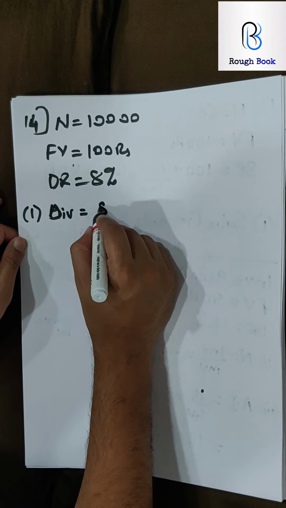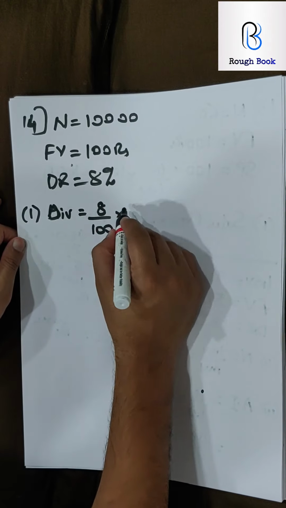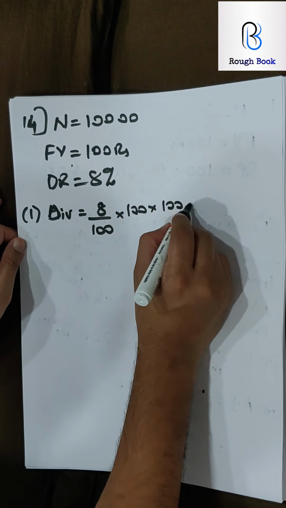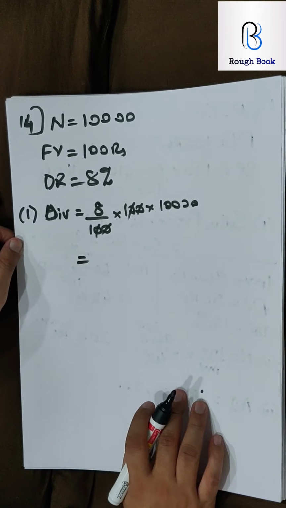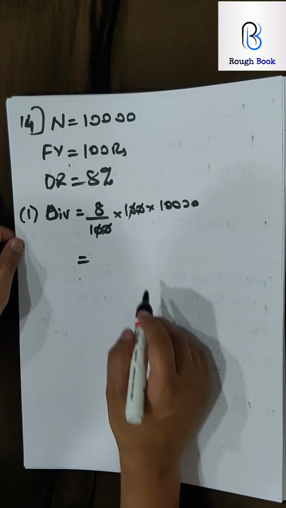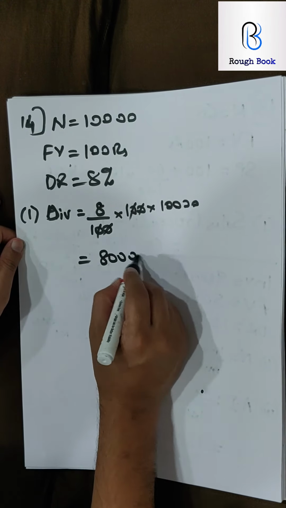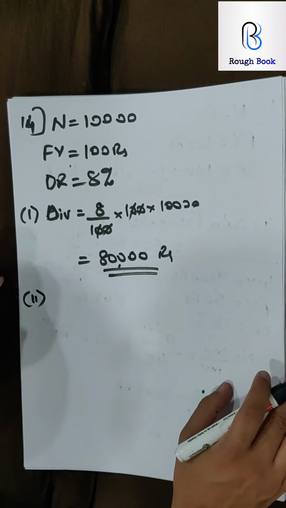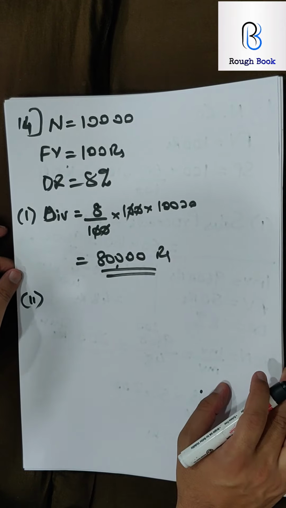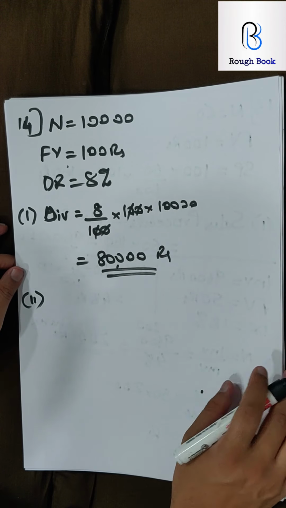So 8% into face value into number of shares. This is similar to the one we did previously. That was the same one. So here what is the total dividend paid by the company? 80,000.